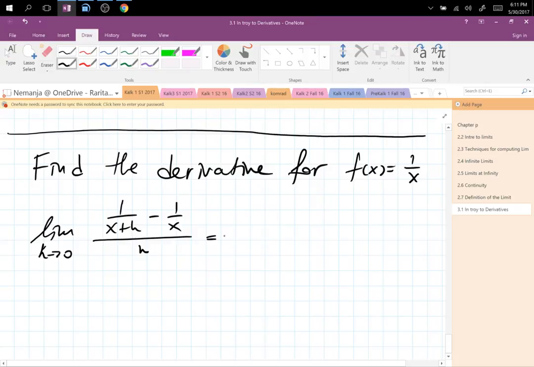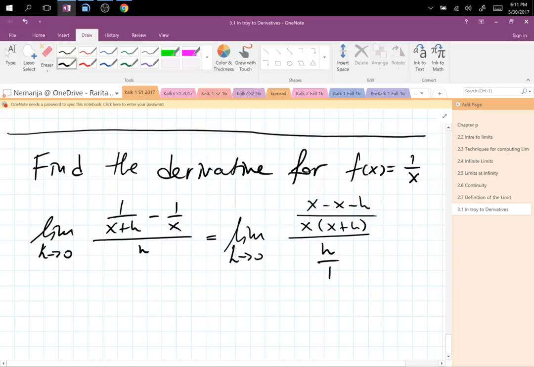So that was enough time for you to solve this. Limit h goes to 0. When you add these fractions, the common denominator is x times x plus h. In the numerator, you have x minus h. You can put h over 1 in the denominator because you will have to use double fractions to solve this.